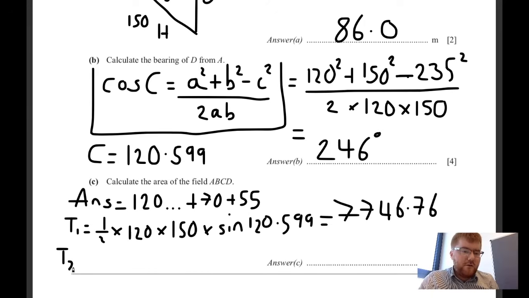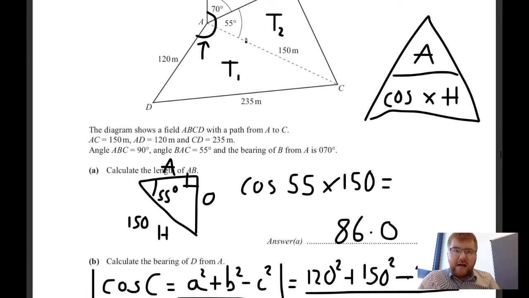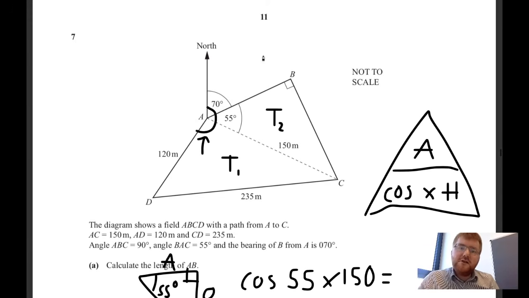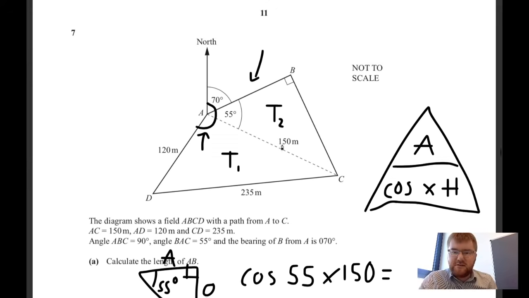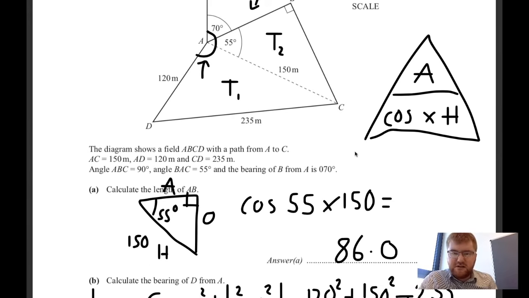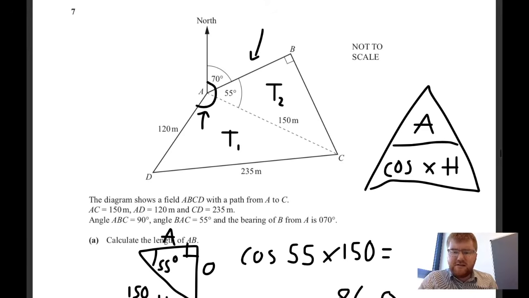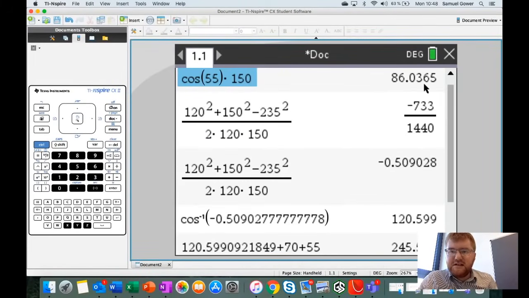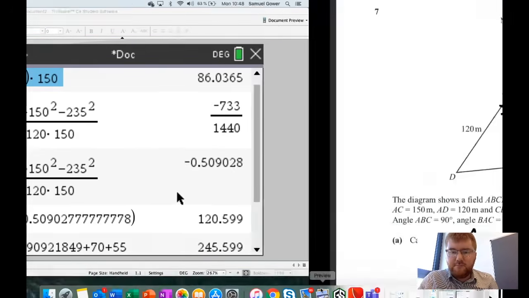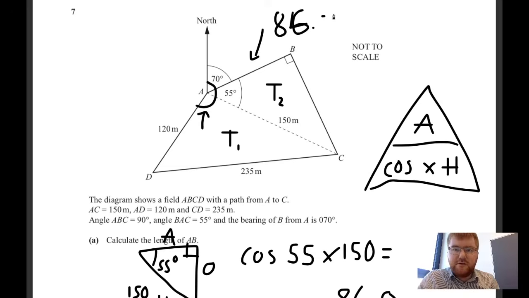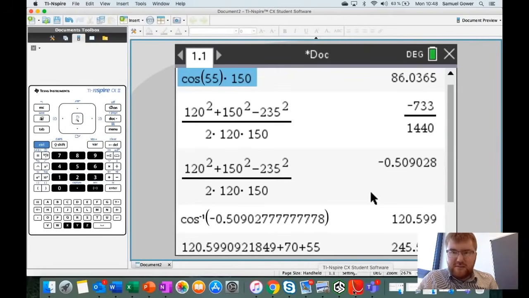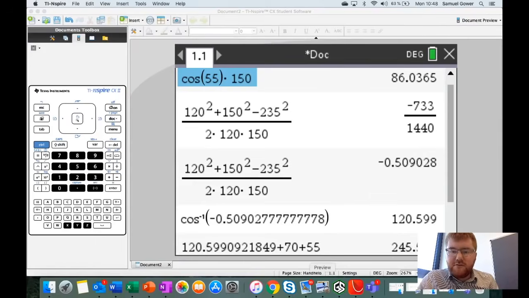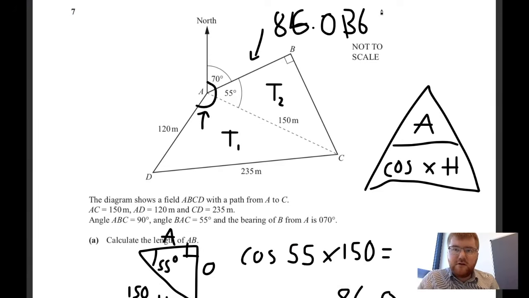For T2, we do a very similar process. So we start with the half, and we know 150, but we also know this side as well, because we worked this out earlier as 86.0. Let's see if we've got any more decimal places on that. So I scroll up. Yeah, so it's 86.0365. So it's worth writing that in. The thing is better when you've got a calculator next to you. Let me just write that in.